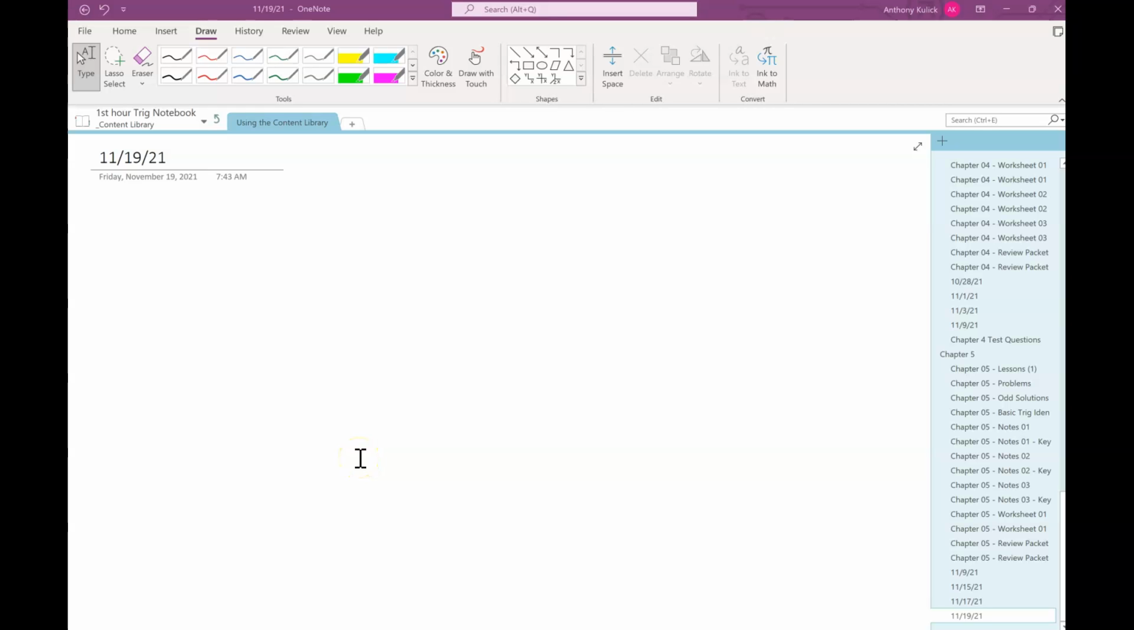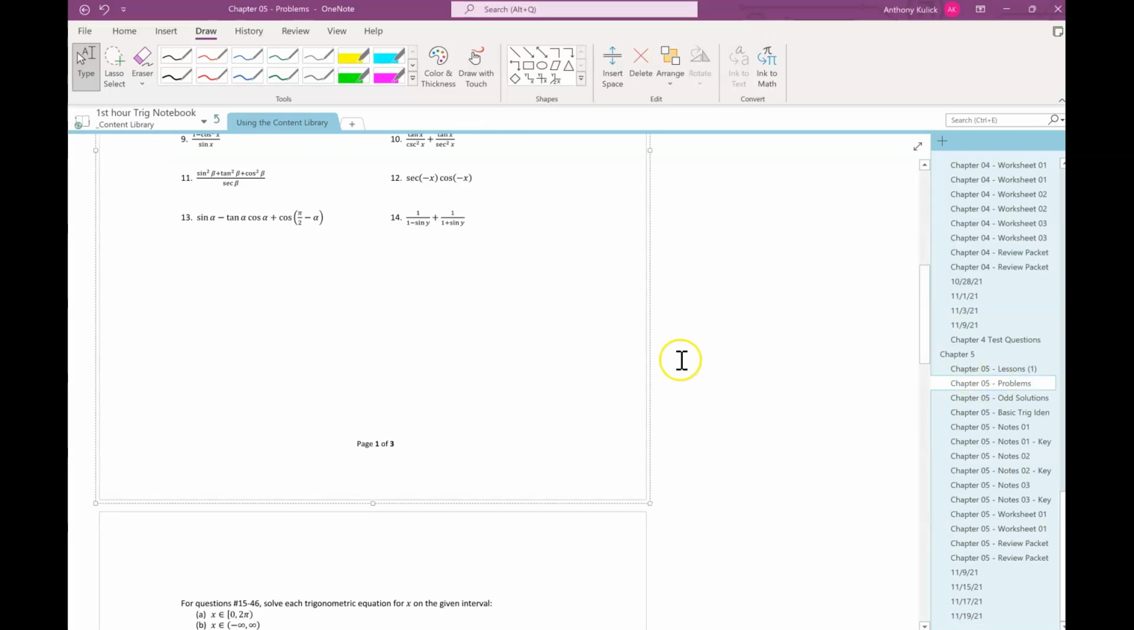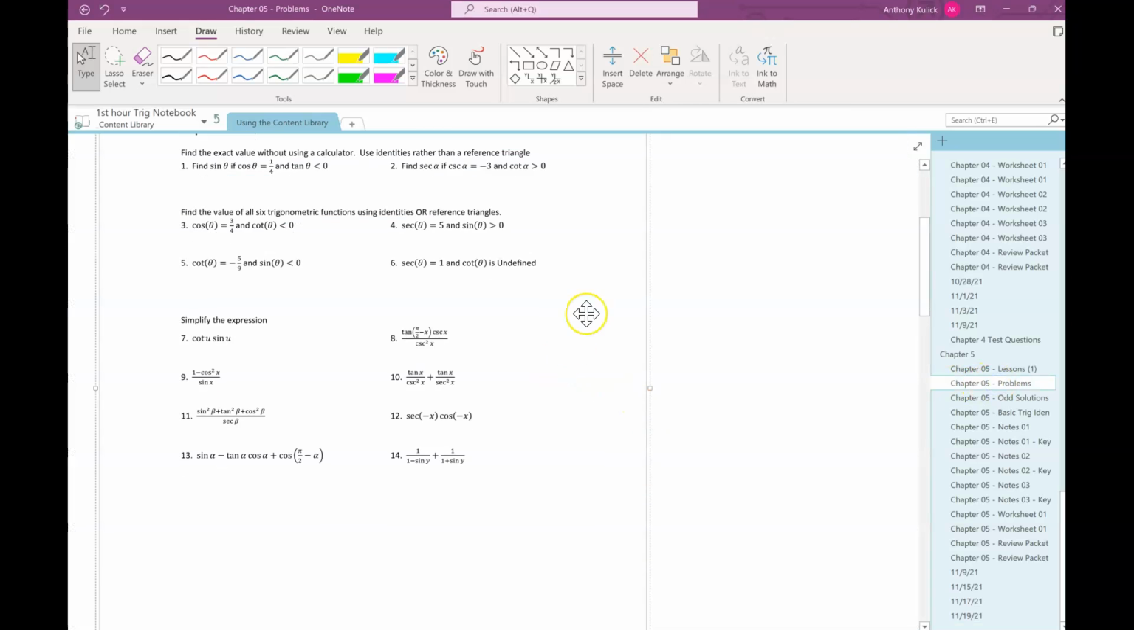Spent some more time working in our section 5.1 stuff. At this point, you hopefully have worked on and/or finished 7 through 14. Do we have any questions there on things?